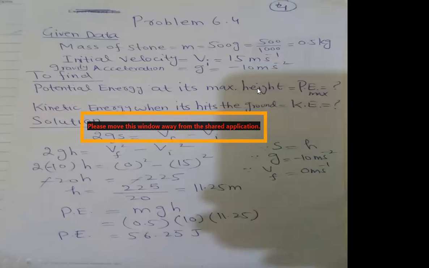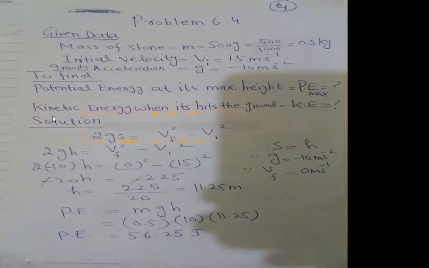We need to find the potential energy at maximum height, and you know the potential energy is denoted with PE. In this numerical we are also required to find the kinetic energy when it hits the ground. Two things are required in this numerical, that's why I have written "to find". Now, the solution.